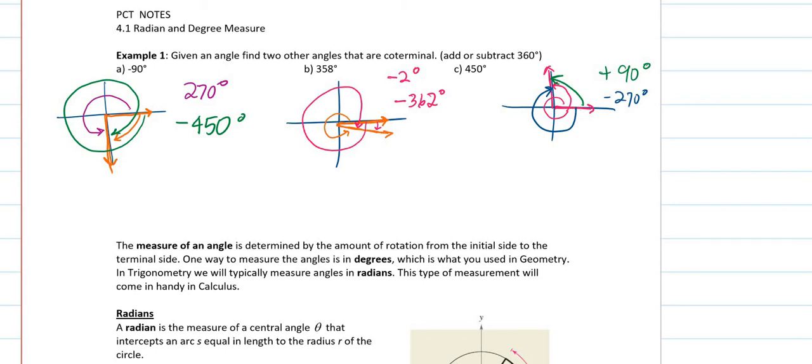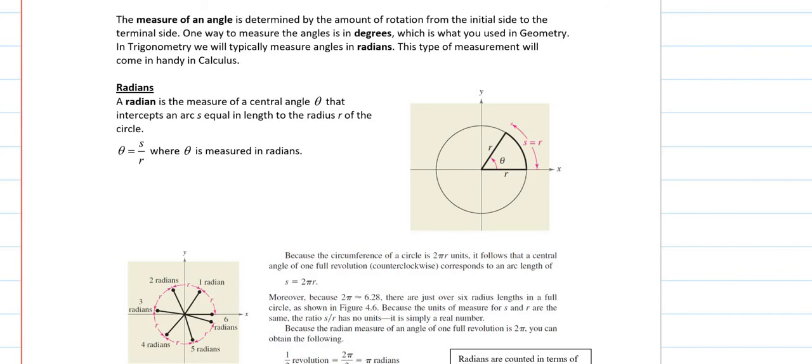The measure of an angle is determined by the amount of rotation from the initial side to the terminal side. One way to measure is in degrees, which is what we just did, and this is what you've used in geometry. In trig, we typically measure angles in radians, and this type of measurement will come in handy in calculus. So let's define what a radian is.